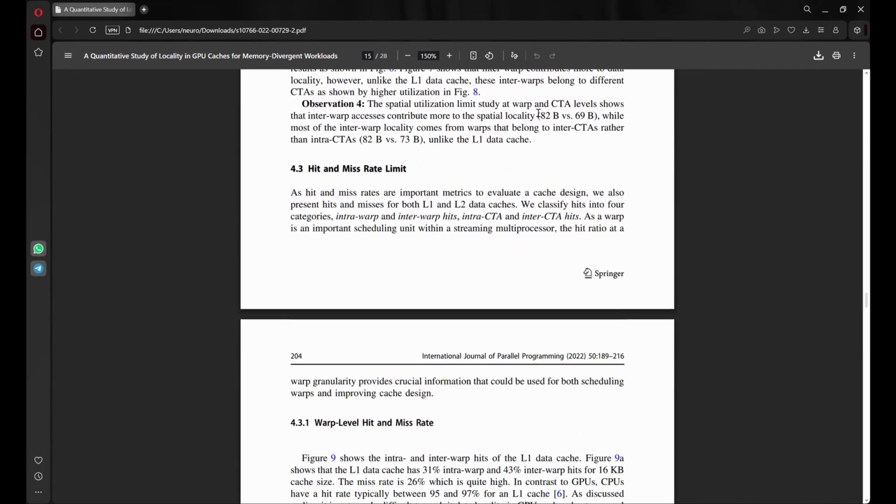So they want to look at hit and miss rates, and they look at it in four categories. They look at interwarp, intra-CTA, and inter-CTA.